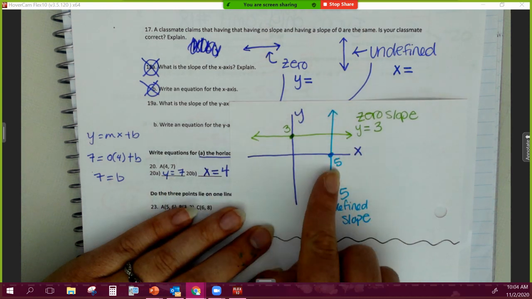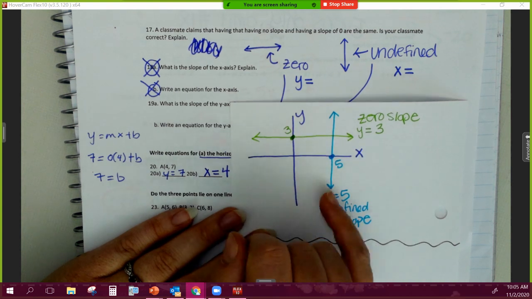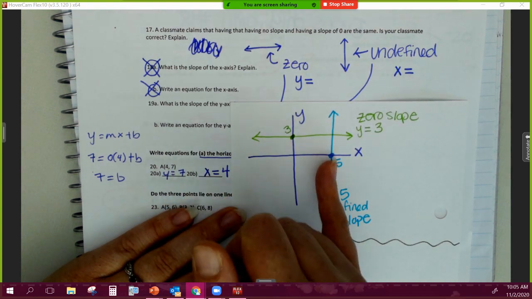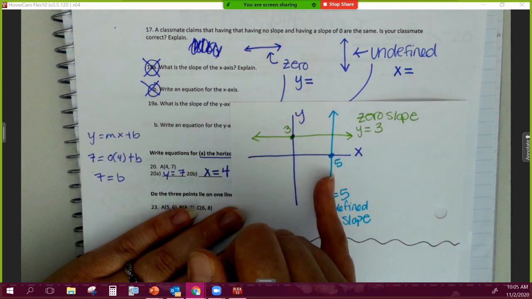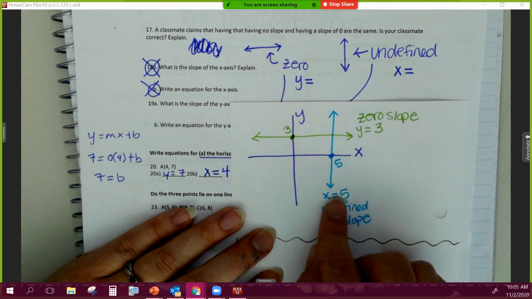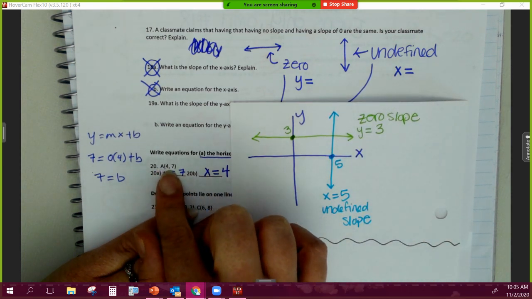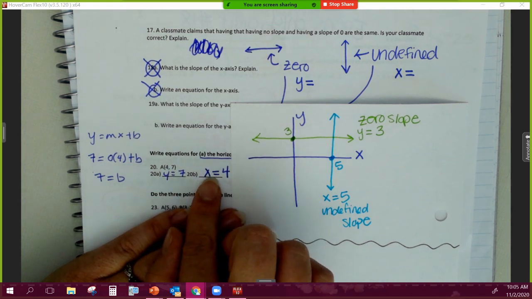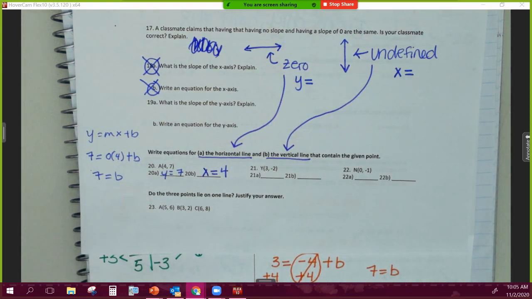Now, if you have an undefined slope, so it's a vertical line, then your y's can change, but your x will always stay the same because it's a straight up and down line. It's never going to be any other x besides this one. So if it crosses at 5, my equation would be x equals 5. So in this problem, if it's a 4, 7, my equation would be x equals 4. So that's how you would do 20 and 22.